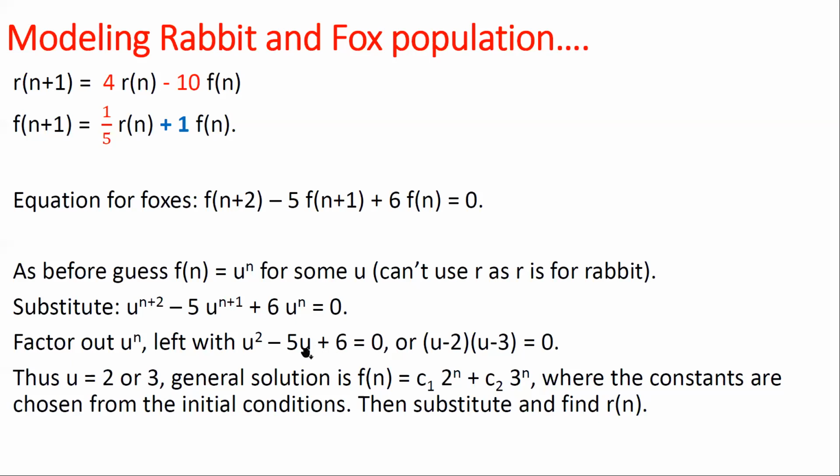Coming back here, we have our quadratic, we factor it, we get the roots of 2 and 3. So if we were guessing f_n is u to the n, 2 to the n and 3 to the n are the only solutions. And so the most general solution would be C1 2 to the n plus C2 3 to the n. And you choose the values of C1 and C2 to reflect the initial population. Once we know how many foxes there are as a function of time, we can then figure out how many rabbits there are by just substituting backwards.